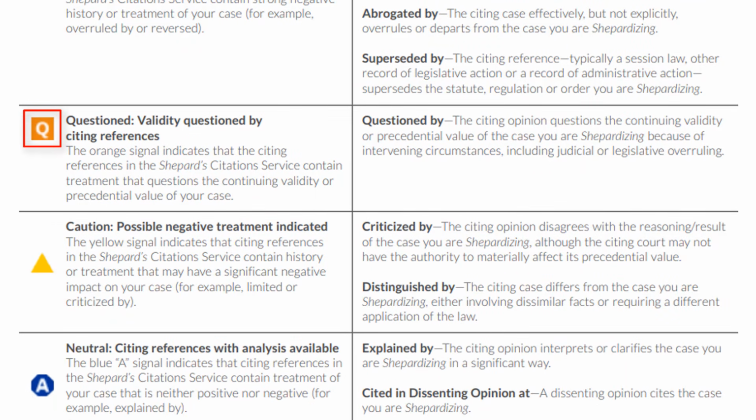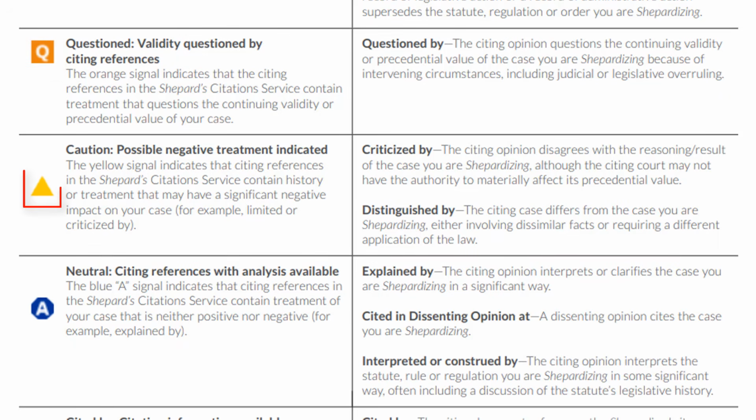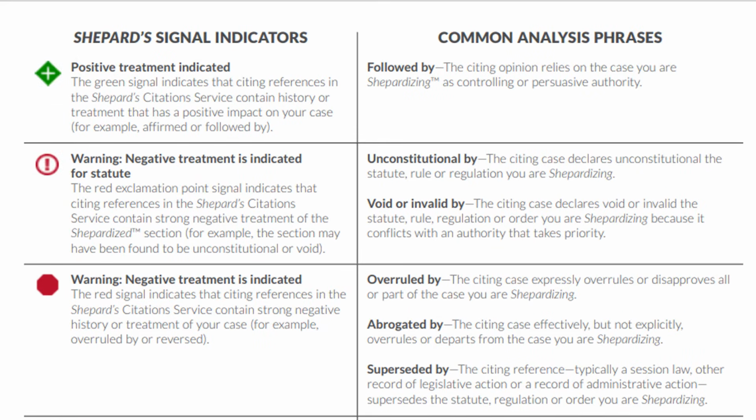Next, the orange Q symbol indicates that a ruling in the case has been questioned. The case is still technically good law, but courts have questioned whether that precedent should stand. The yellow triangle means that the case has possible negative treatment, usually indicating that the decision has been criticized or distinguished. The green diamond indicates that the case is good law, meaning it has been routinely followed or affirmed.